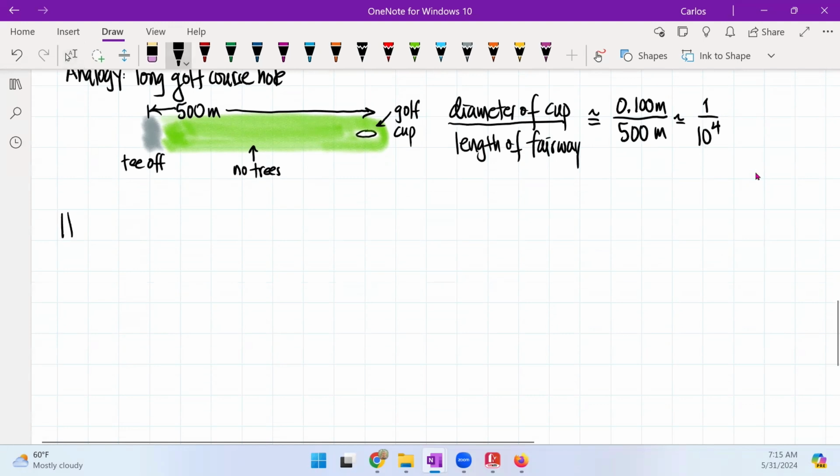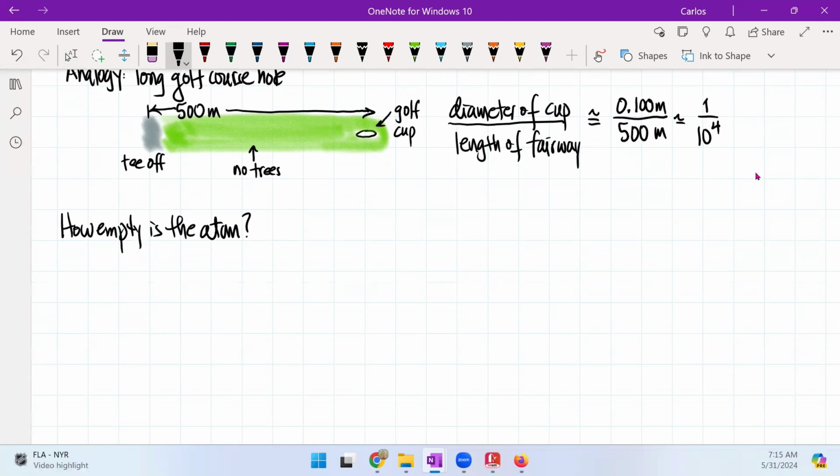So how empty is the atom? I'm going to focus on the hydrogen atom, because it's the easiest. When you look at the hydrogen atom, now remember, I am not saying that this is the Bohr model here. I'm just saying that the diameter of this looks something like this here. So I'm going to get my nucleus, and then I'm going to say that this guy right here is the size of my atom.